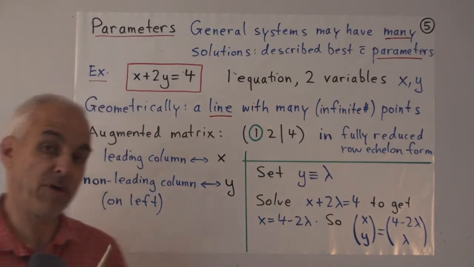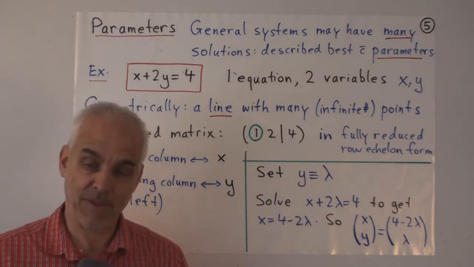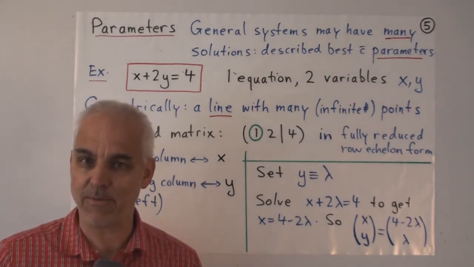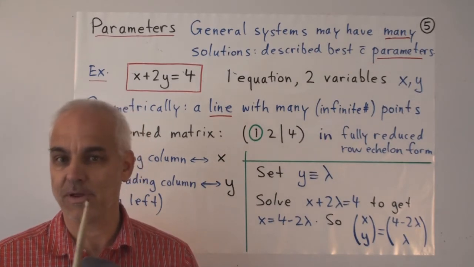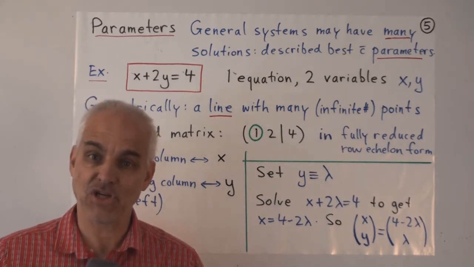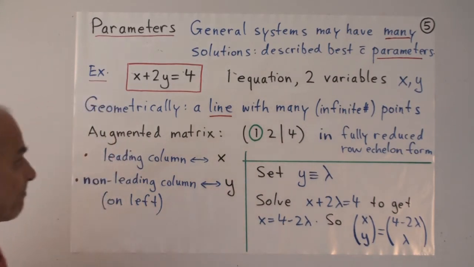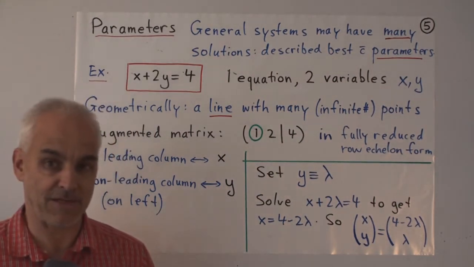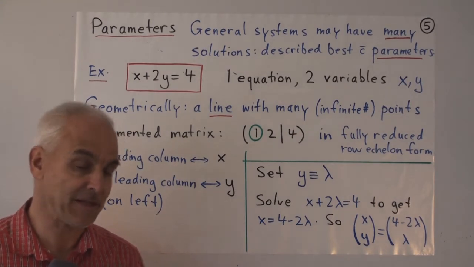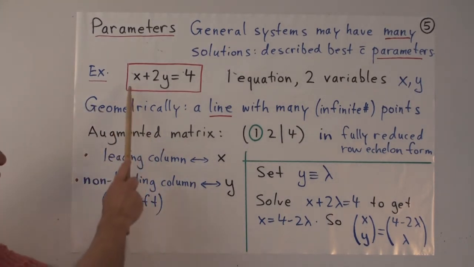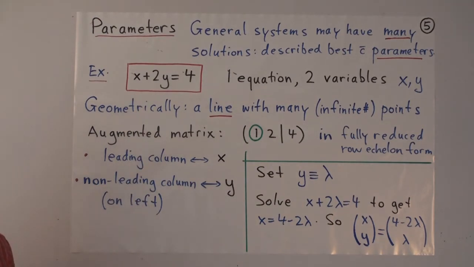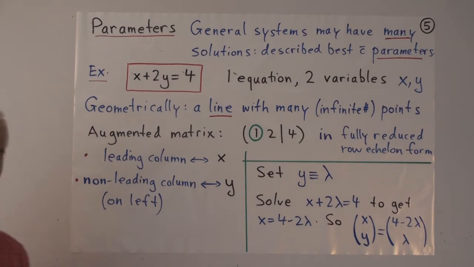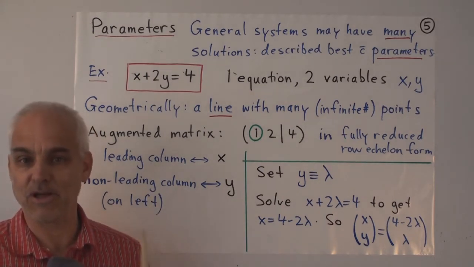And the method of row reduction that we've been describing gives us a very precise way of saying exactly how the parameters arise and exactly how the parameters end up shaping the final solution. Let's illustrate the idea with a very simple case. Perhaps it looks too simple, but it's still illustrative, where we have only one equation in two variables. x plus 2y equals 4, which represents a line in two-dimensional space.